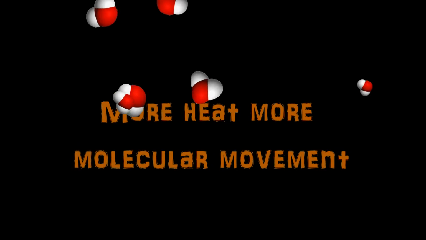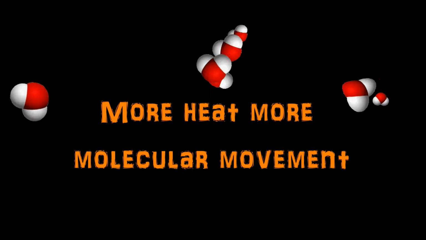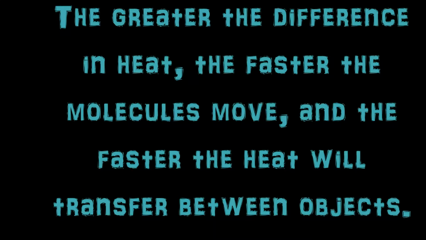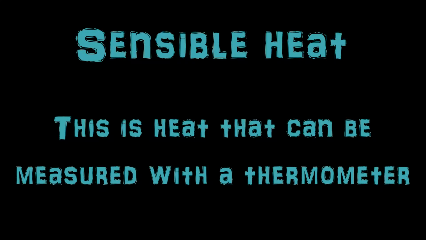As things get hotter, molecules move faster. The greater the difference in heat, the faster the molecules move and the faster the heat will transfer between the objects. Sensible heat. This is heat that can be measured with a thermometer.